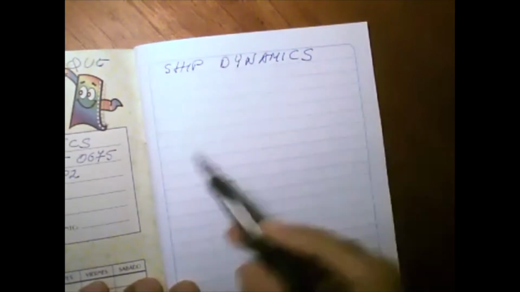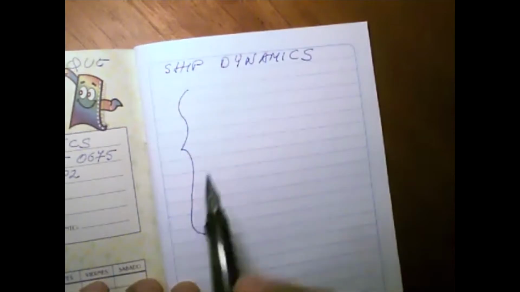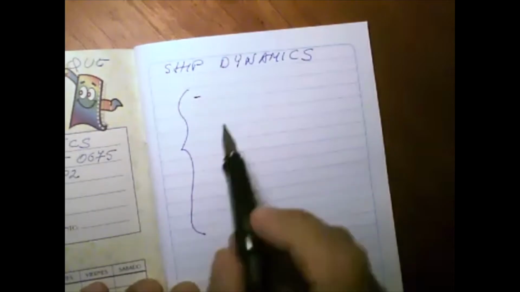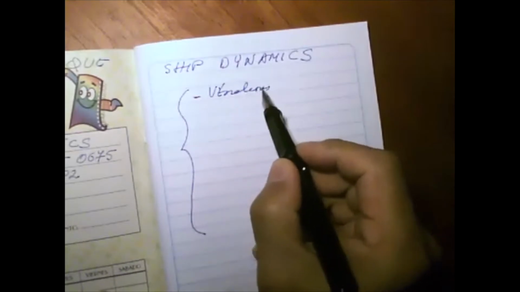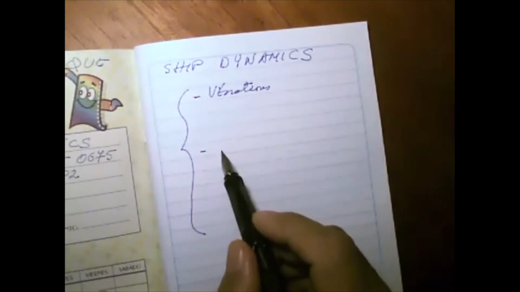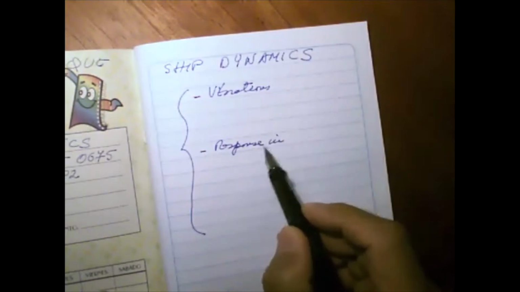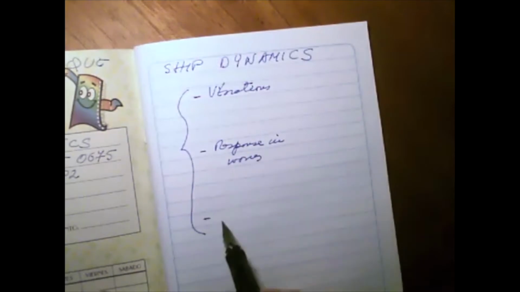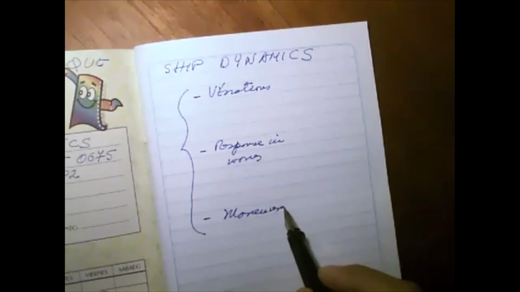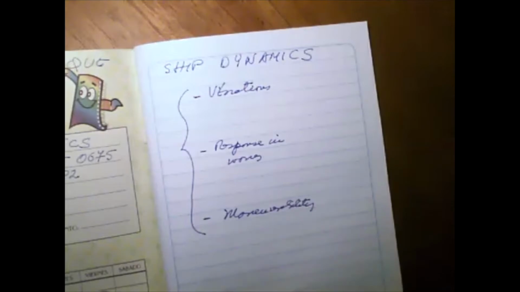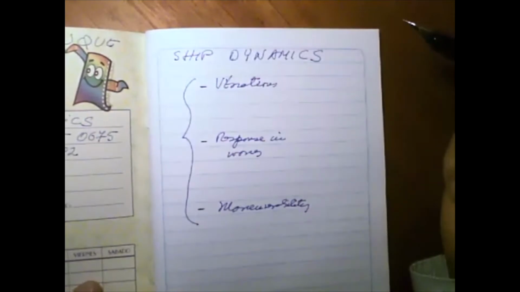So when you say ship dynamics in English, you mean 3 areas. One is what we call vibrations. The other is response in waves. And the other is controllability or maneuverability. The 3 are areas of ship dynamics.